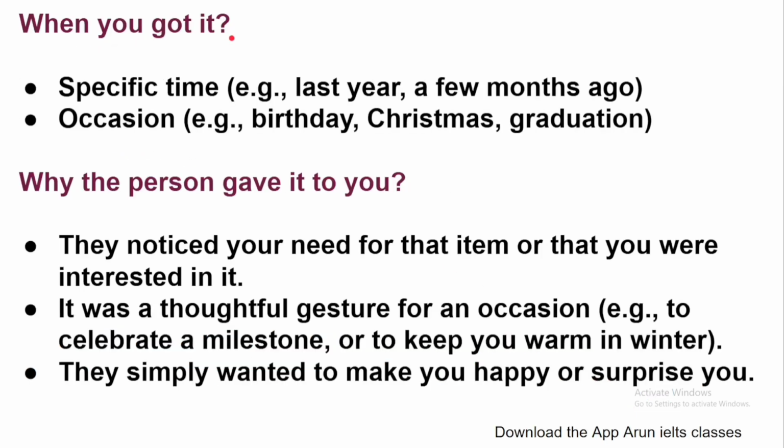When you got it. Now, these are bullet points, and this is really, I would say, vitally important to mention all these bullet points. It could be a specific time, for example, last year, a few months ago. Occasion could be birthday, Christmas, graduation. Why the person gave it to you? Now, this is a very important question. They noticed your need for that item or that you were interested in it. It was a thoughtful gesture for an occasion, right? For example, to celebrate a milestone or to keep you warm in winter. They simply wanted to make you happy or surprise you.